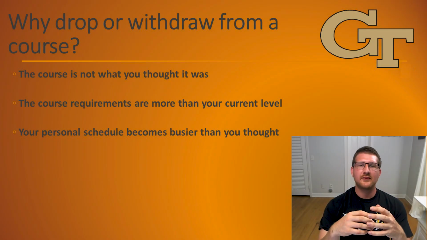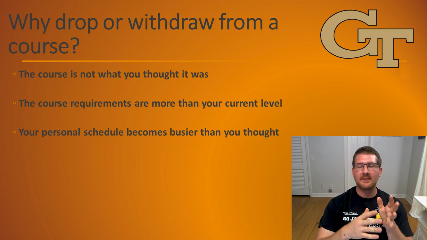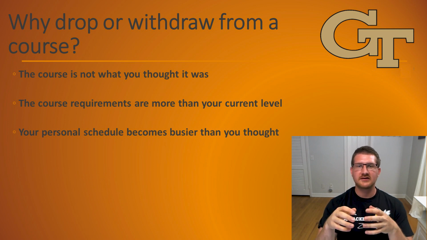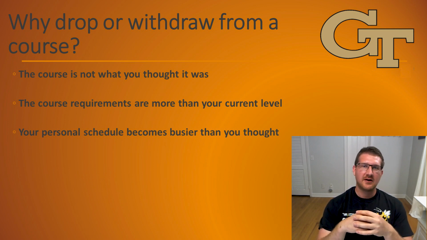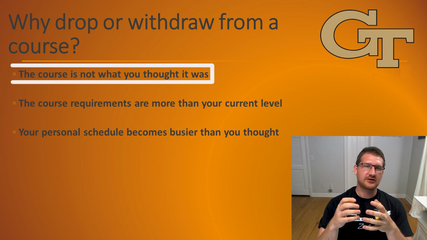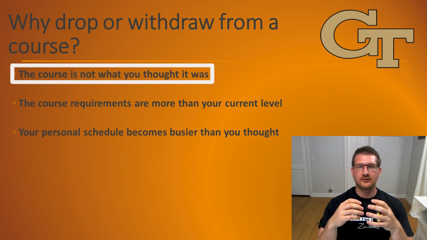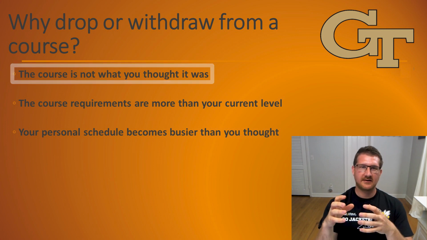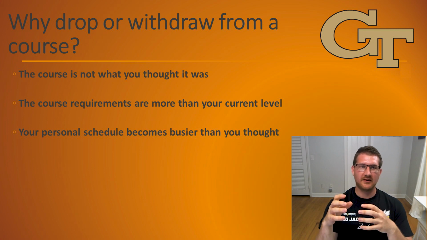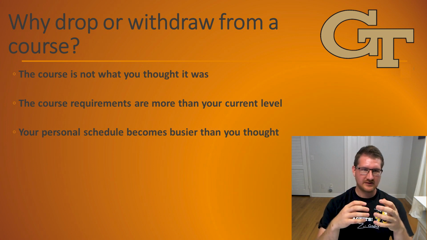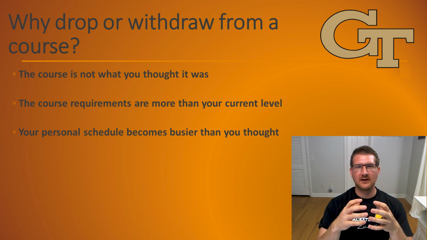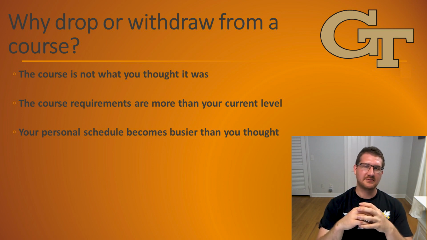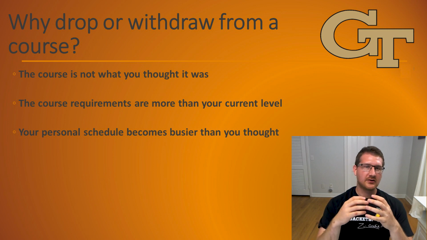All right, so now that we've got a little bit better understanding of what dropping a course is and withdrawing from a course, as well as the differences between the two, why would you drop a course and why would you withdraw from a course? Well, the first reason might be that the course wasn't what you thought it was. You might have thought the course was about a certain type of subject matter or had a certain number of assignments, and then you get in the course and it's just a little bit different than what you thought, and it doesn't really fit what you're trying to learn in the OMSCS program. Totally fine. You can drop the course.